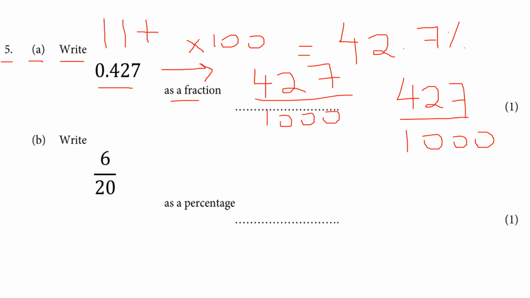Now the other method here, which I think is slightly trickier, is knowing your place values. So 0 is in my units column, 4 is in my tenths column, 2 is in my hundredths column, and then 7 is in my thousandths column, so thousandths. Thousandths means 1000, so I'll just write it out to avoid confusion.